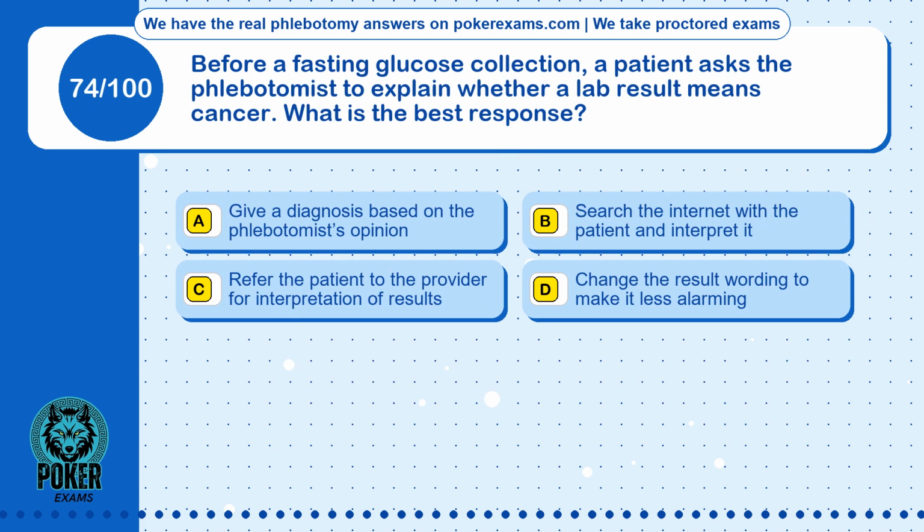Question 74. Before a fasting glucose collection, a patient asks the phlebotomist to explain whether a lab result means cancer. What is the best response? Option A, give a diagnosis based on the phlebotomist's opinion. Option B, search the internet with the patient and interpret it. Option C, refer the patient to the provider for interpretation of results. Option D, change the result wording to make it less alarming.